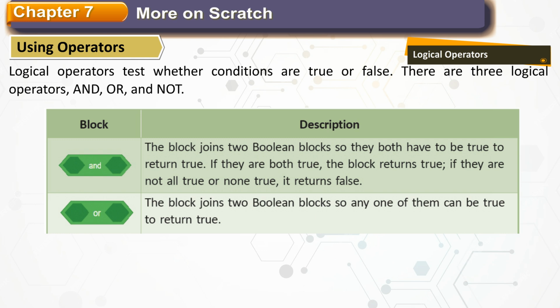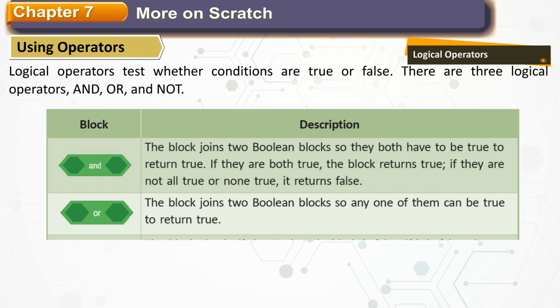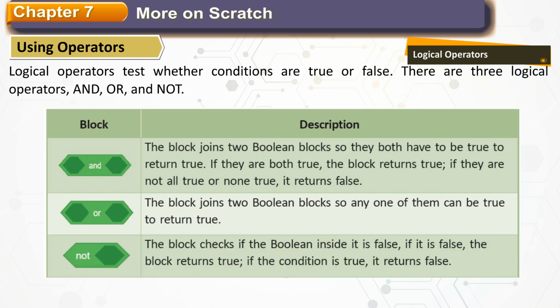Or: the block joins two Boolean blocks, so any one of them can be true to return true. Not: the block checks if the Boolean inside it is false. If it is false, the block returns true. If the condition is true, it returns false.